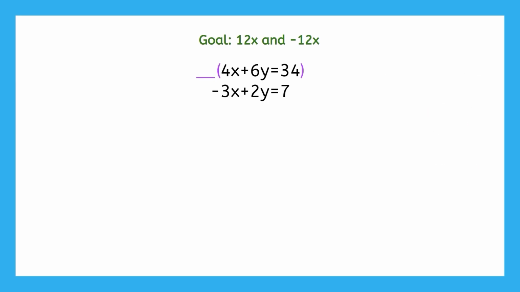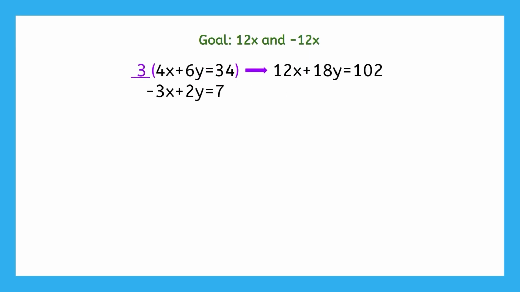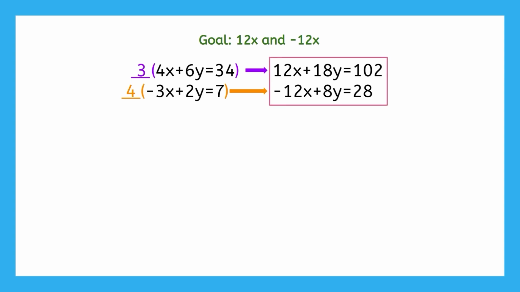What can I multiply this top equation by to turn 4x into 12x? Yep, I'll multiply every term in this equation by 3, which gives us 12x plus 18y equals 102. Then what can I multiply the bottom equation by to turn negative 3x into negative 12x? Yeah, I'll multiply everything here by 4. That makes negative 12x plus 8y equals 28. Now this system is perfectly set up for elimination. This is one way that we can use manipulation to get a system set up for elimination.